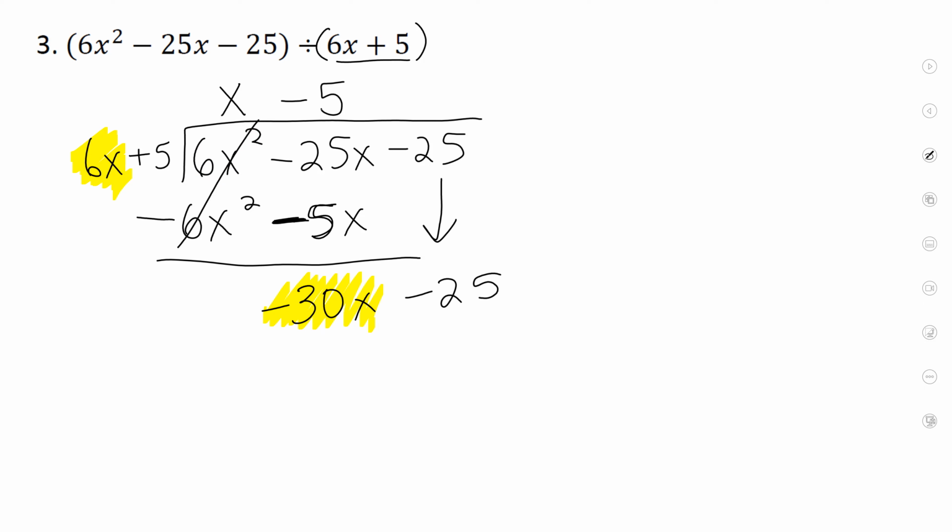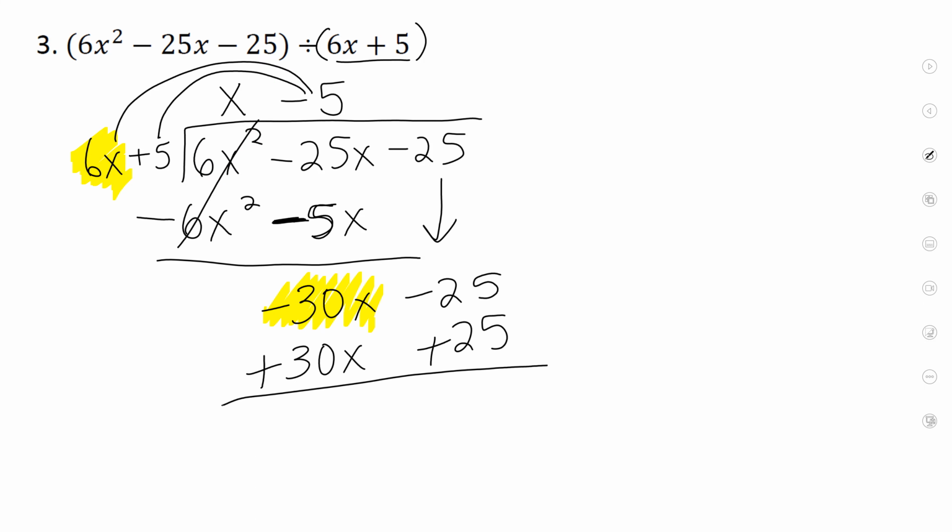And then we multiply. 6x times -5 is -30x. 5 times -5 is -25. What do I do? Change the sign. All right. What's -30 plus 30? 0. What's -20 plus 25? 0. So guys, there's no remainder. It divided perfectly. Everyone write that down.